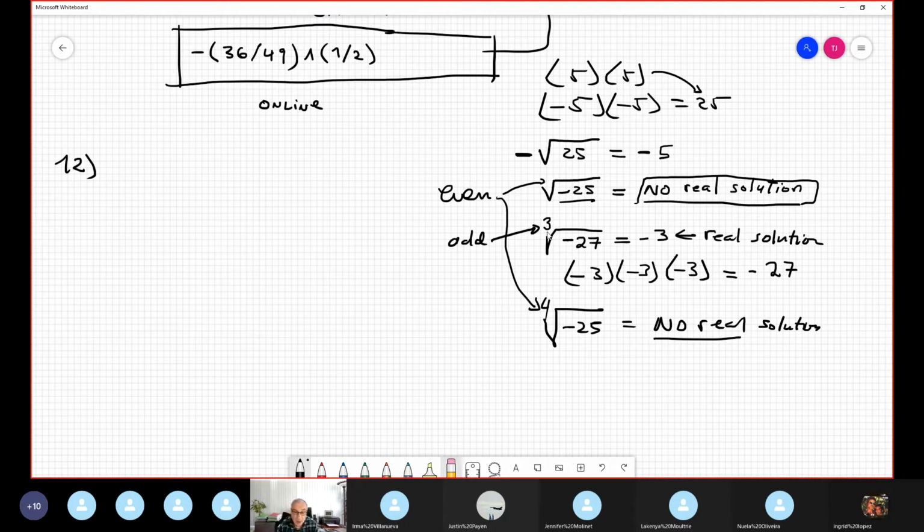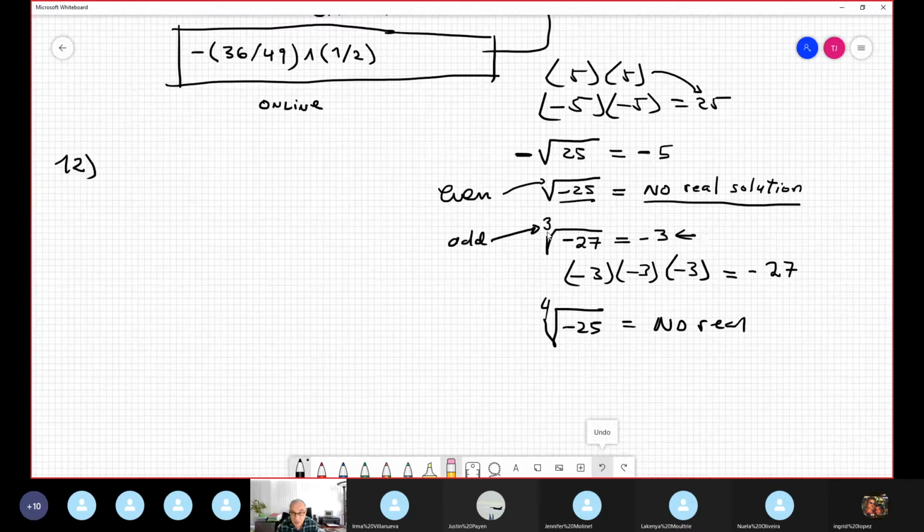Now it's clear everything? Yes, thank you. Okay. So let's focus on the important thing, the fraction exponent. How you manipulate the fraction exponent.